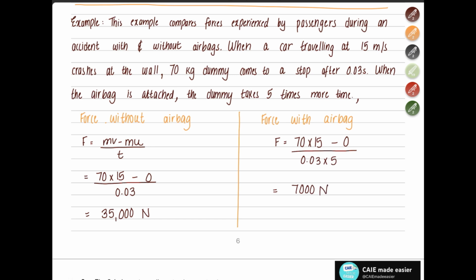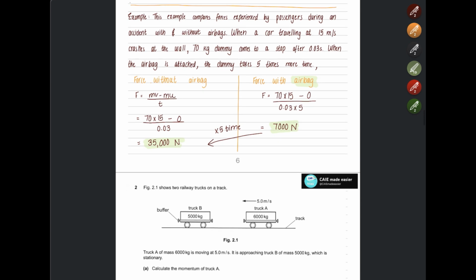So you can see that when we had the airbag, the force the passenger experienced was only 7,000 newtons. On the other hand, when there was no airbag, it experienced a force as much as 35,000. This is a lot more, actually 5 times more. 5 times more force is experienced when there is no airbag. So if we can have safety measures that increase the time to come to a stop, we can reduce the chances of injury.